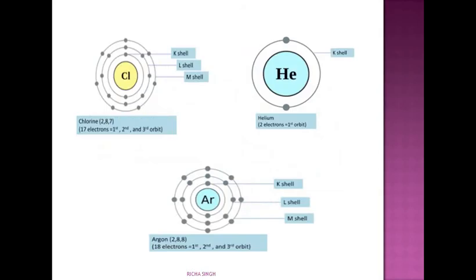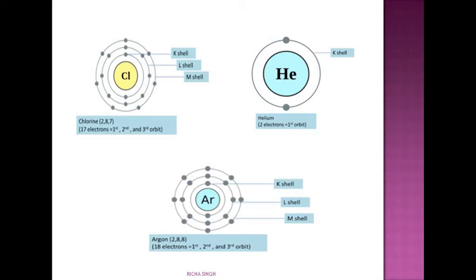Now the filling of electrons in the second shell will only start when the first shell has been filled completely with 2 electrons. The filling of the third shell will begin only after the second shell is filled with 8 electrons. Now let's see some examples. Here it is chlorine. Chlorine has 17 electrons. So how will it be filled? In the first shell it will have 2, then 8, and in the last shell it will have 7 electrons. Same way for helium, it has only 2 electrons, so it has only K shell, and both the electrons will be accommodated in the K shell.